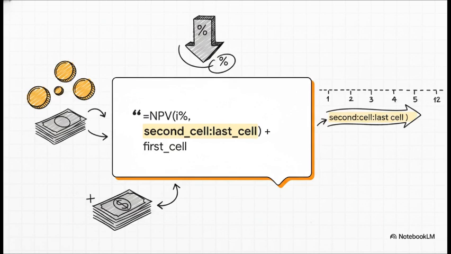Now, there's a really important little quirk with how this function works in most spreadsheets. You give it the interest rate, and then you select the range of cash flows, but you start from the cash flow in year 1, not year 0. The NPV function automatically assumes the first cell in your range is at the end of period 1. If you had a year 0 cost, you'd have to add it separately outside the NPV function. But for our problem here, it works perfectly.